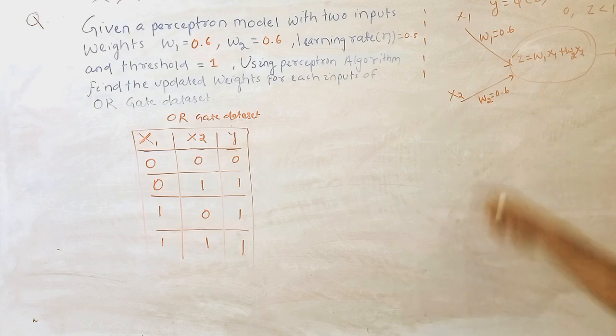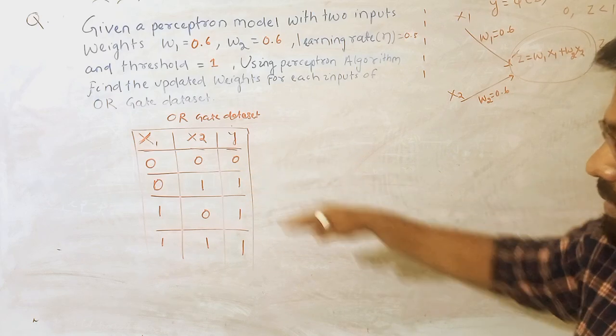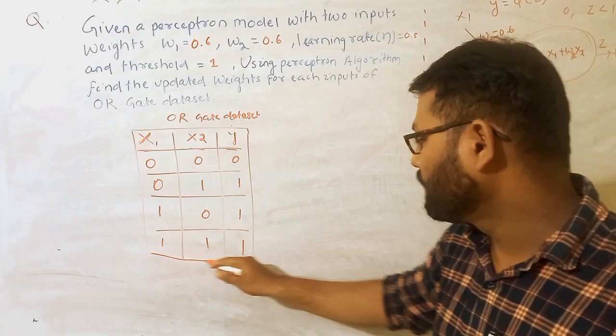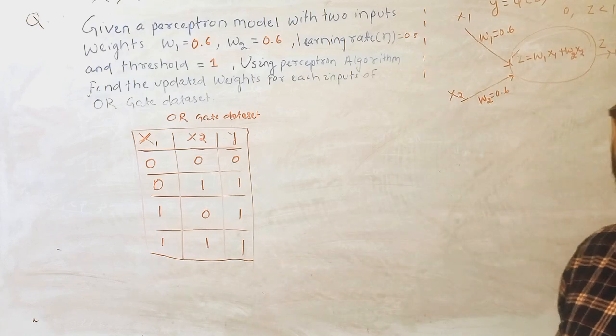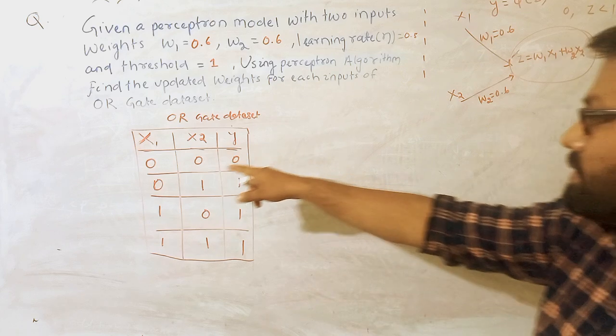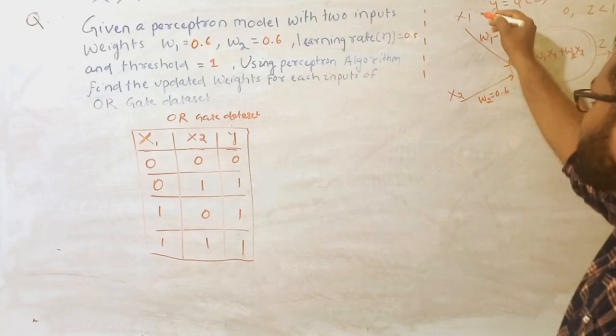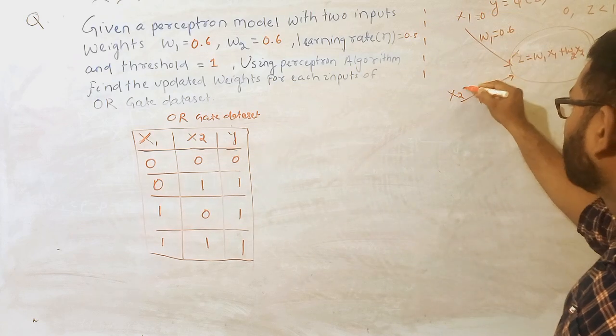This is the model basically, so let's start working on it. There are 4 inputs. We provide them one by one to predict the corresponding output. Let's start with the first input. The first input is x1 equals 0, x2 equals 0. Both are 0.